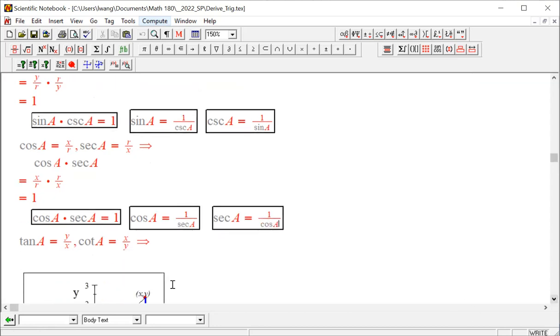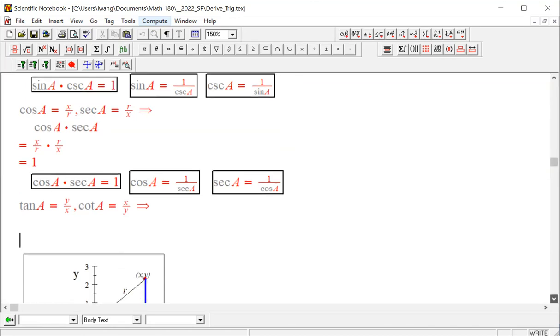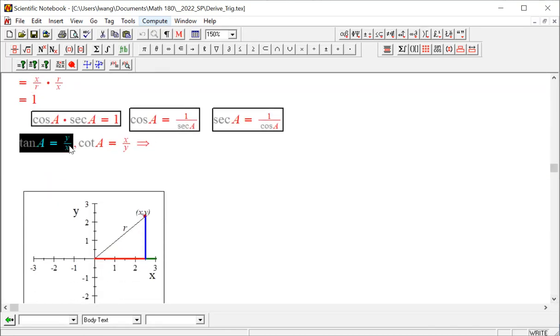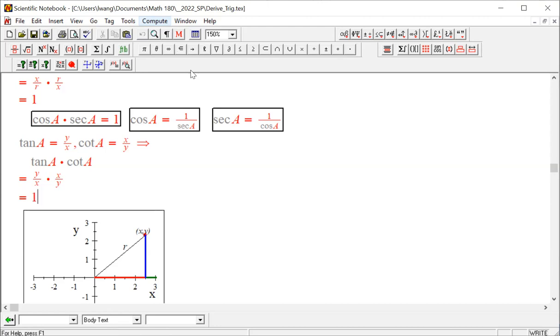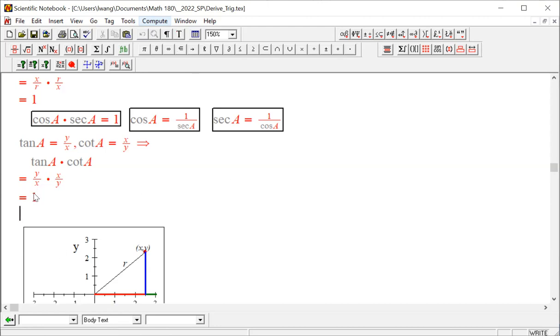Okay, now for tangent, similar, right? If you'd like to pause here and do your own deriving and come back to check your answer, feel free. Okay, so tangent multiply cotangent is equal to y over x multiply x over y, and that equals 1. So once again, we have that relationship: tangent multiply cotangent equals 1.